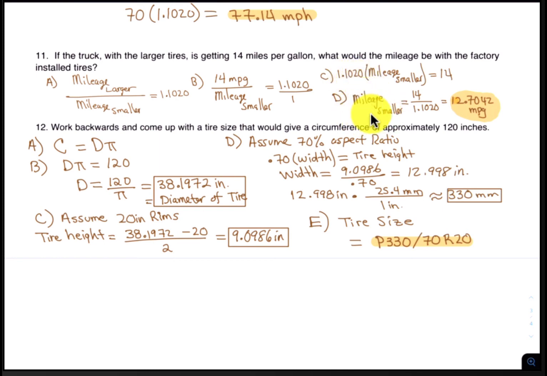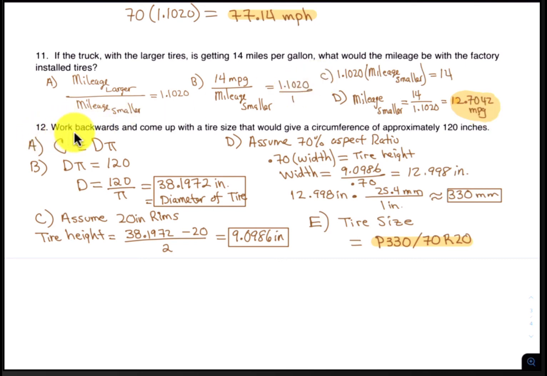So the mileage of the smaller is 14 divided by 1.1020. And that gives us our final answer. So the mileage of the factory installed is going to be 12.7042 miles per gallon.